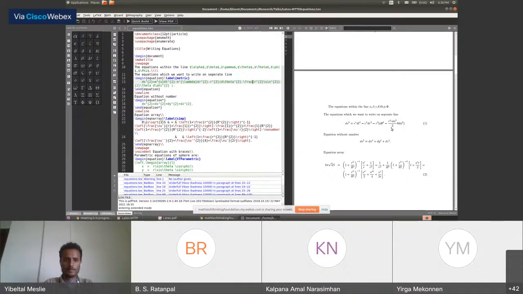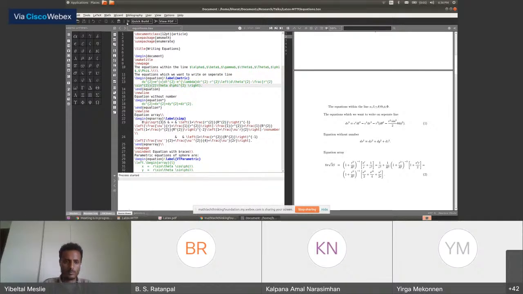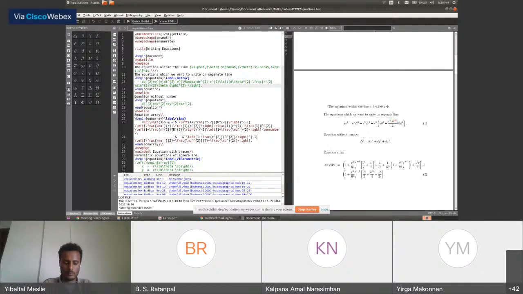So to avoid this, what you need to write is slash left over here and slash right over here. Now if I run this, you can see the brackets are extendable. You got the idea? Is it okay? Yes, sir.